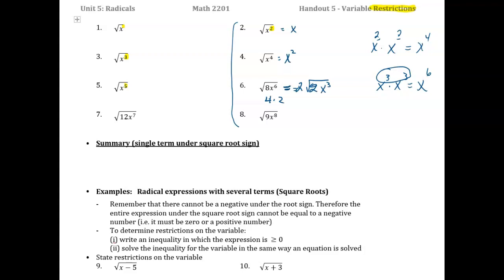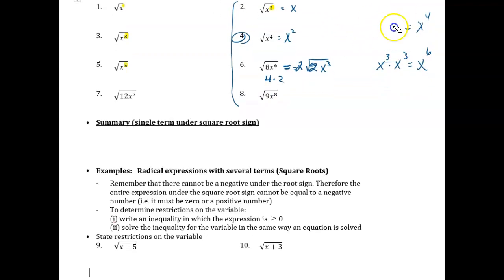Now, we didn't talk about the restriction here for the power of 4. So is there any number that you couldn't have here? Well, let's keep it to positive and negatives. So let's test restrictions on this one, to the power of 4. And since we're just starting with positive and negatives, let's just use a negative symbol. Square root of a negative to the power of 4.